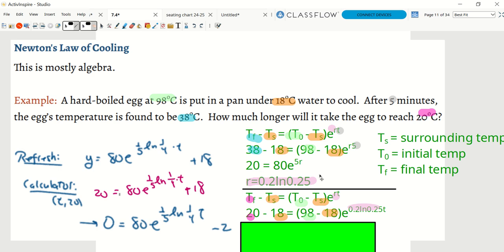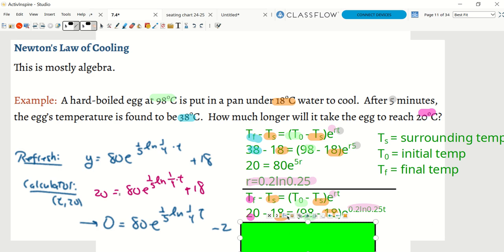So, look, most of the highlights stay the same. The only thing that's different is that we plug in 20 in for this, and we don't use the 5 for the T, because the 5 applies to the 38 degrees, not the 20 degrees. Does that make sense? Okay, so we're almost done here, folks. Now, we just subtract these two.